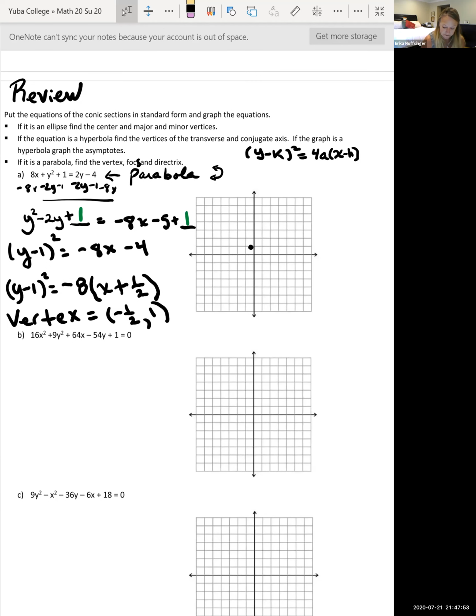We know that the coefficient in front of this parentheses, this negative 8, is equal to 4A. So we can figure out what A is by looking at that equation. So 4A equals negative 8. Divide both sides by 4. We get that A is equal to negative 2. I don't really need to box that.